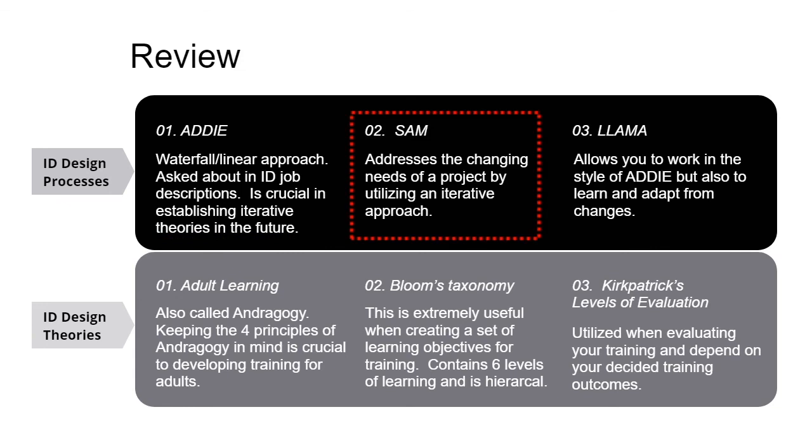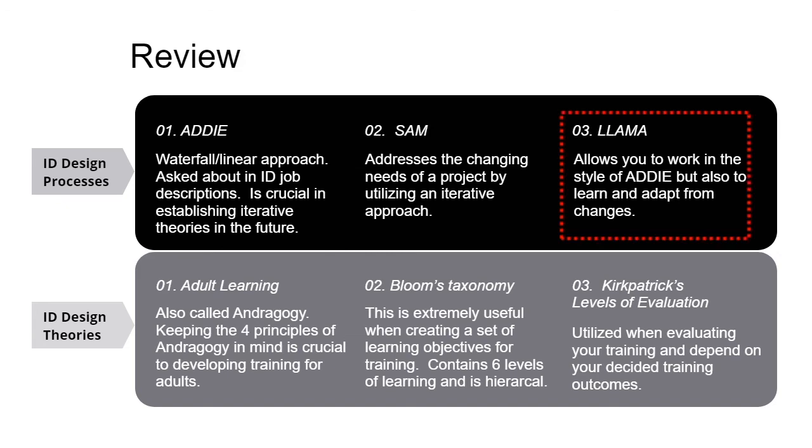Number 2 design process is SAM. As you saw, ADDIE uses a waterfall or a linear approach, which is not suitable for Agile environments. So SAM was created specifically to address the changing needs of a process, and it uses an iterative approach. Number 3, or the LLAMA process, also called Lot-like Agile Management Approach process. That's a mouthful. The LLAMA process allows you to work in the style of ADDIE, but also to learn and adapt from changes. Next, we talked about 3 important theories.